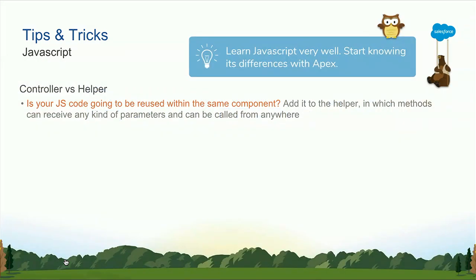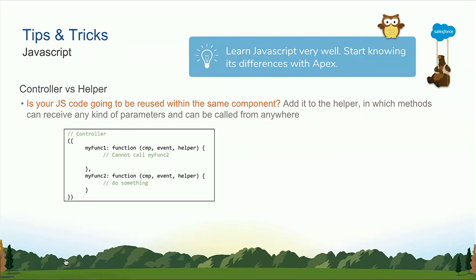Now, it's really important that you learn JavaScript. If you want to work with Lightning components, JavaScript is the main technology that you are going to use. And a good idea is to start learning its differences with Apex, as for example, case sensitivity, asynchrony, etc. There are two main files in which we place JavaScript code, the controller and the helper. And a typical question from beginners is where to place the JavaScript code. Let's see this with an example.